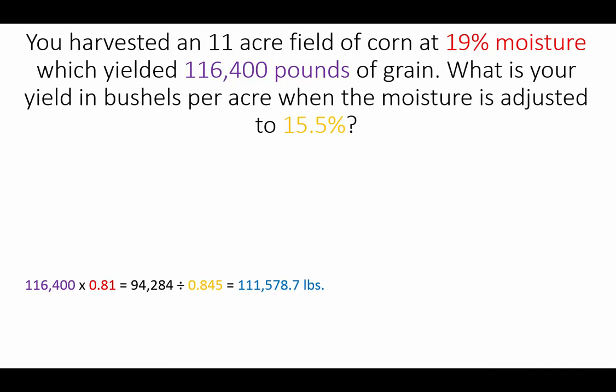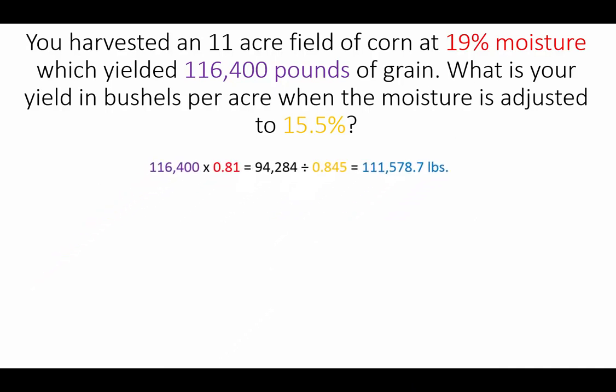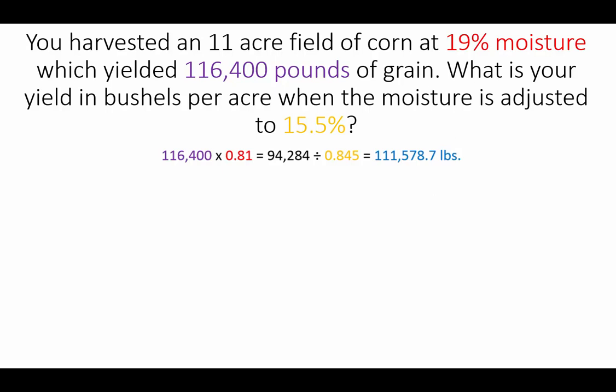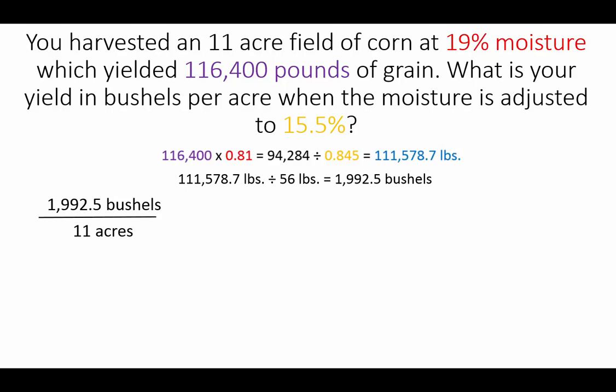Let's convert our pounds into bushels. 1 bushel of corn equals 56 pounds. So we take our 111,578.7 pounds and divide that by 56 pounds per bushel to get a total of 1,992.5 bushels. This number seems really high, right? Remember, this was out of 11 acres, and we only want bushels per 1 acre.